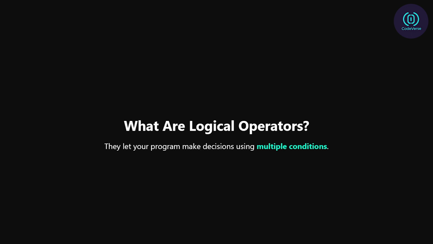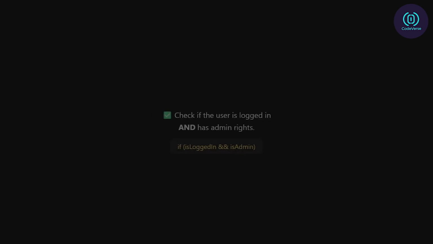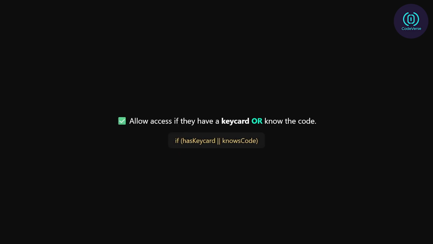Logical operators are tools that let your program make decisions based on multiple conditions. Instead of checking just one thing, like if a number is greater than 5, you can combine two or more conditions to create smarter logic. For example, you might want to check if the user is logged in and if they have admin rights, both must be true. Or maybe you'll allow access if they have a keycard or know the secret code.